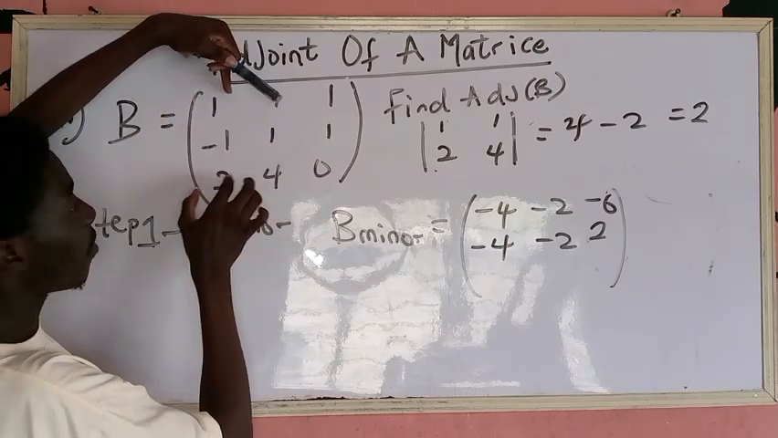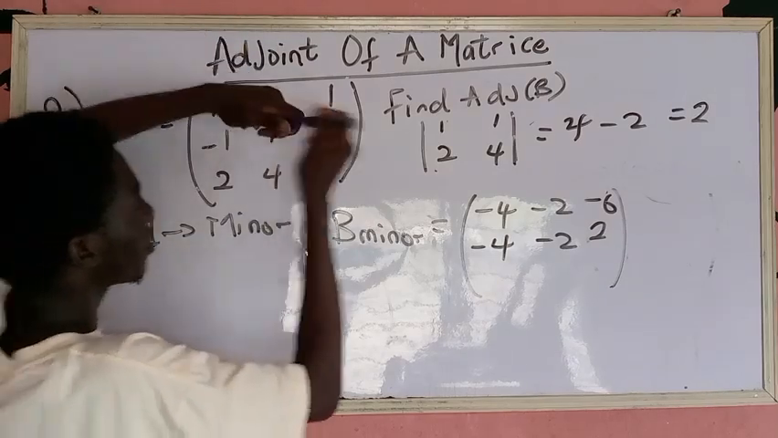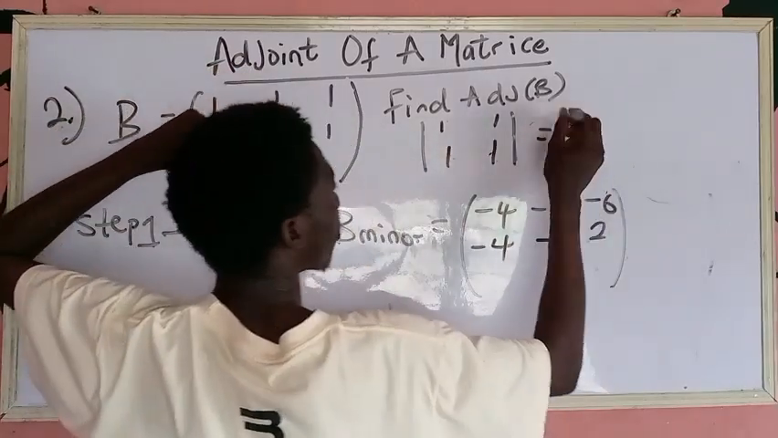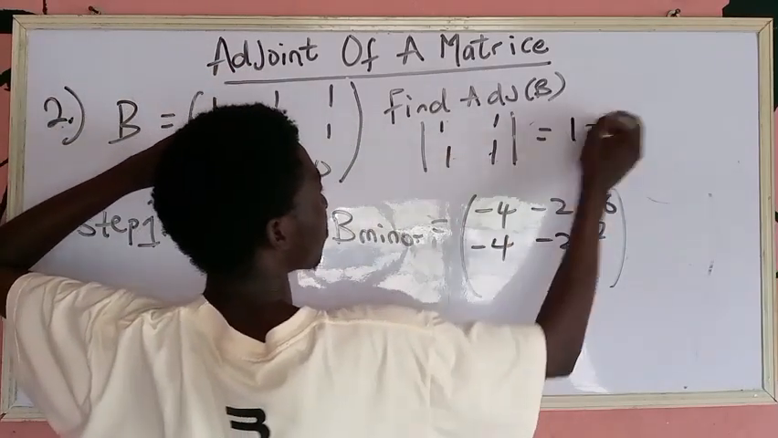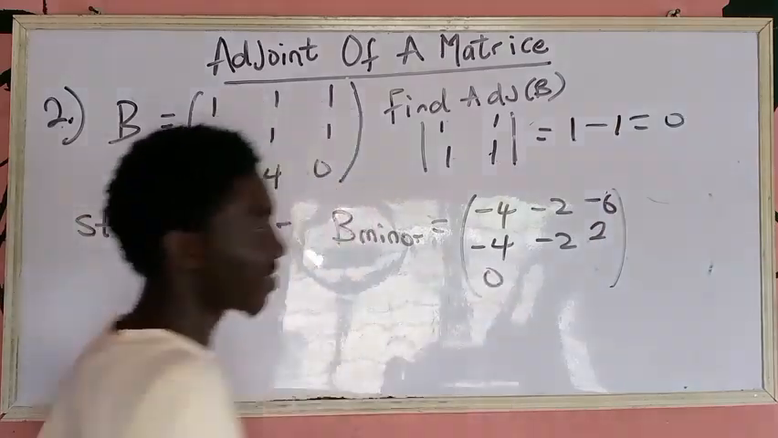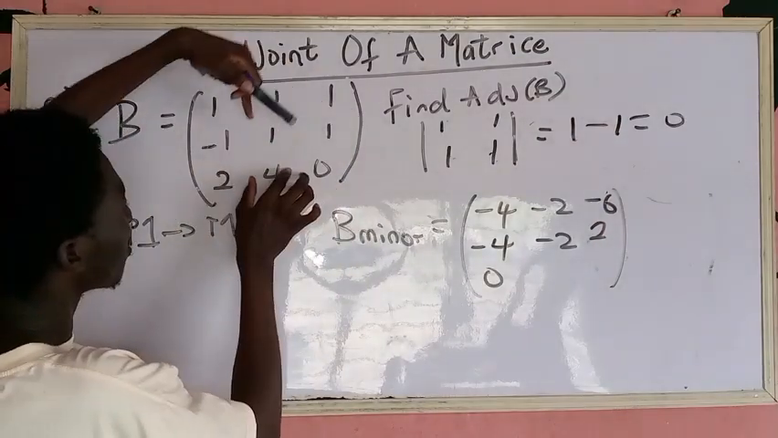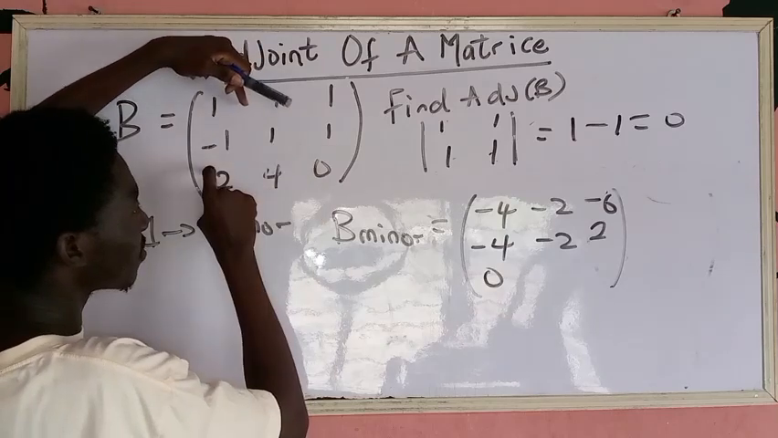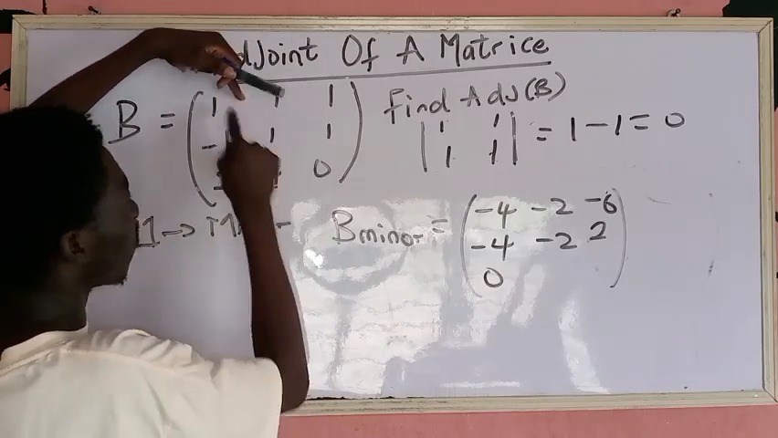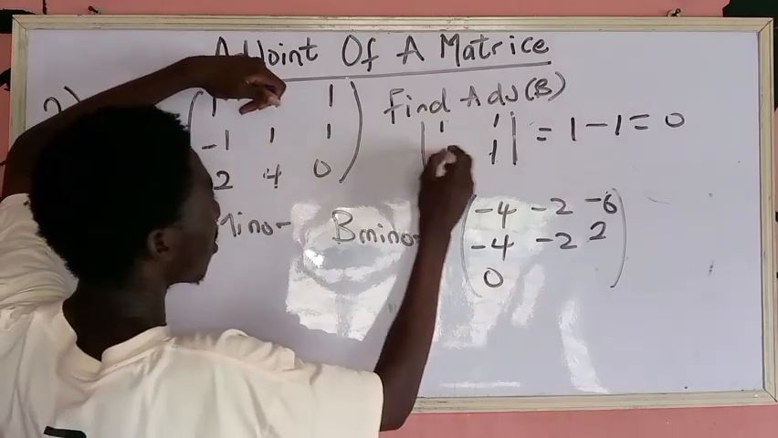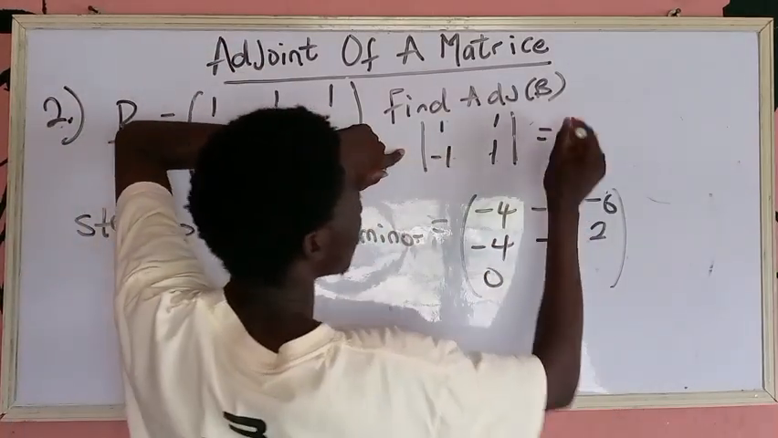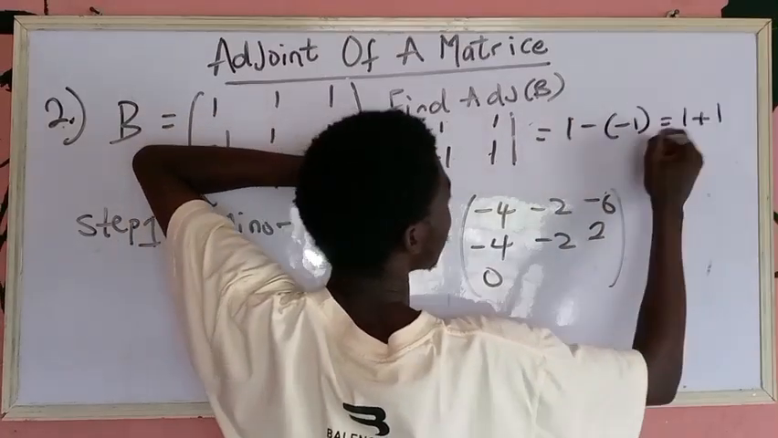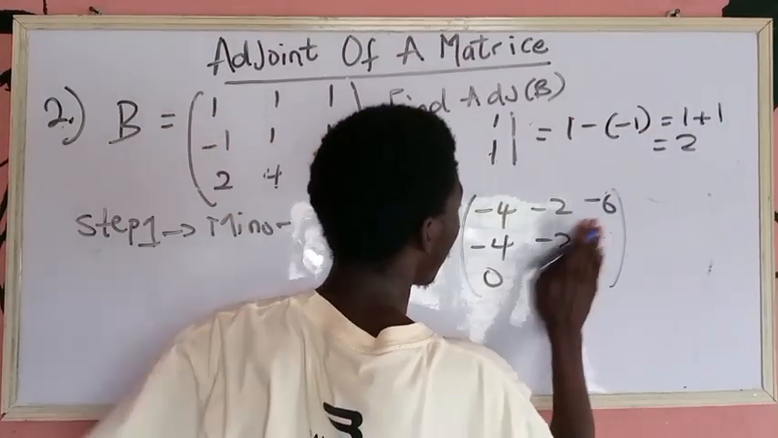Next one. 2 blocks out this column and this row: 1, 1, 1, and 1. 1 times 1 is 1, and 1 times 1 is 1. That is 0. Can you see that? Next one, you have a 4 here. A 4 blocks out this column and this row. So 1, 1, minus 1 and 1. This and this is a 1. This and this is a minus 1. 1 plus 1 is 2. So I have a 2 here.